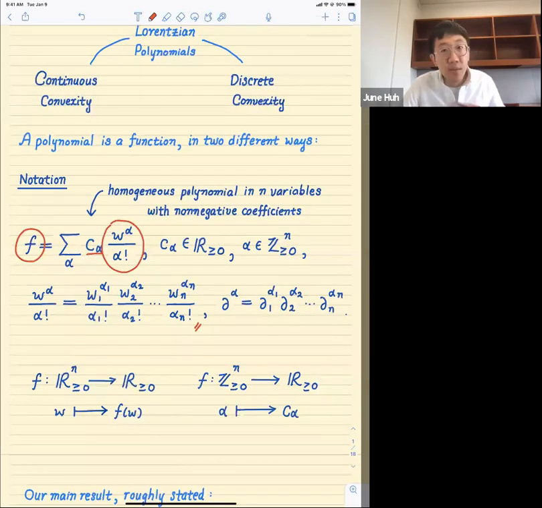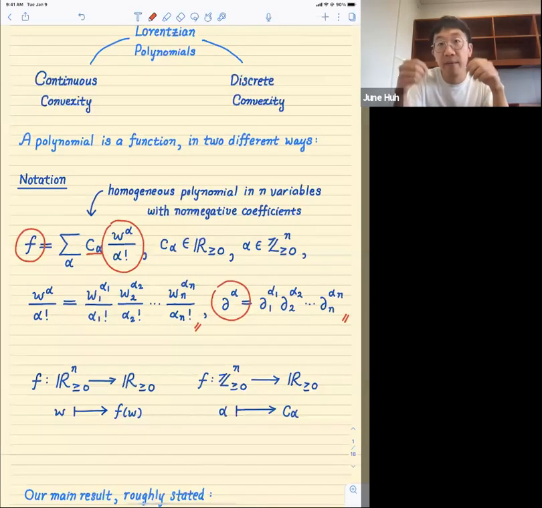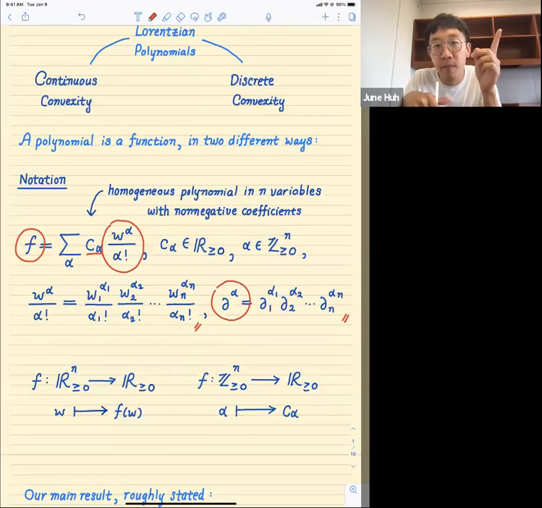As you'd expect, the reason I'm writing my polynomials in this normalized way is that differentiation plays an important role in the theory, and if you normalize this way, the normalized form doesn't change when you differentiate. The differential operators use the notation partial to the alpha, by which I mean you differentiate alpha 1 times with respect to the first variable, alpha 2 times for the second variable, and so on.